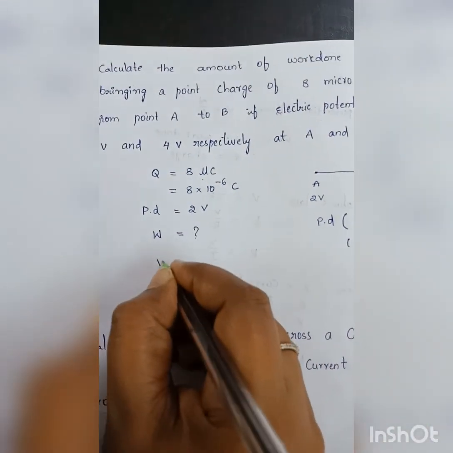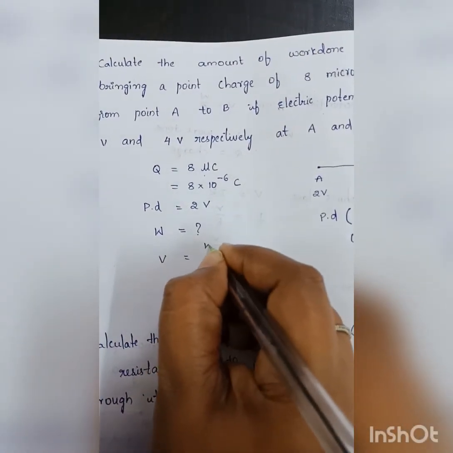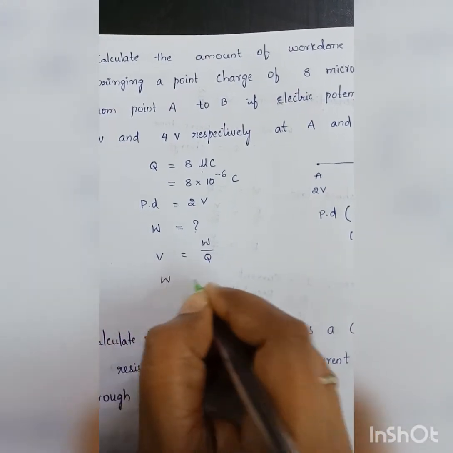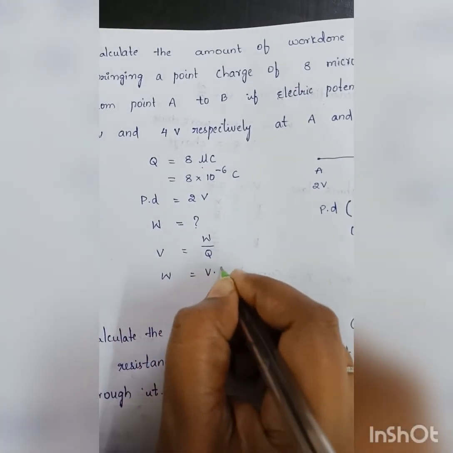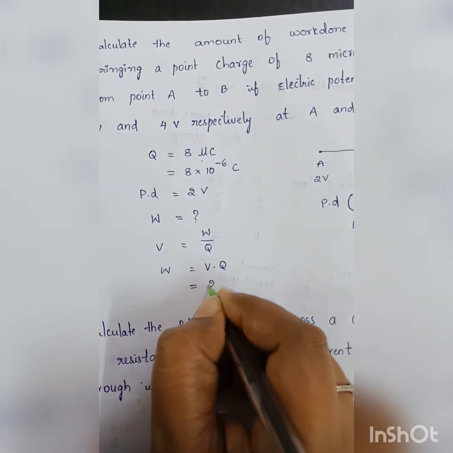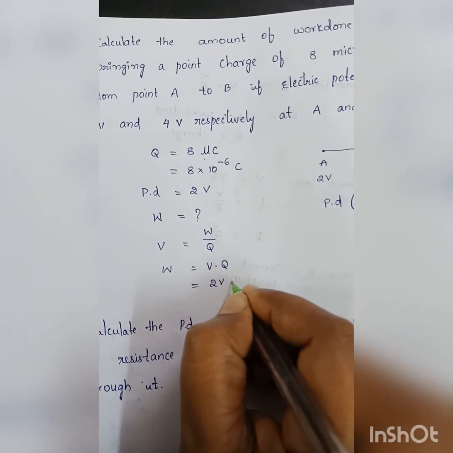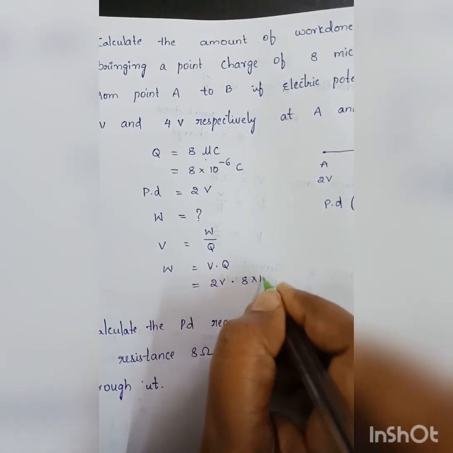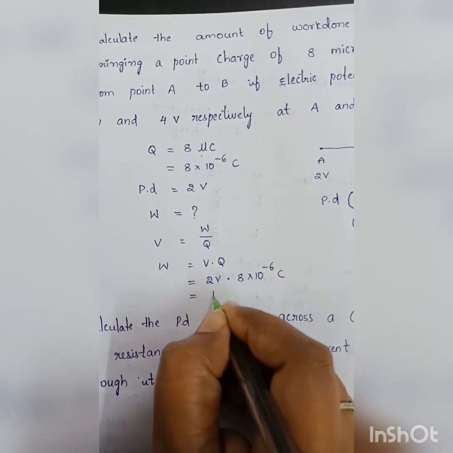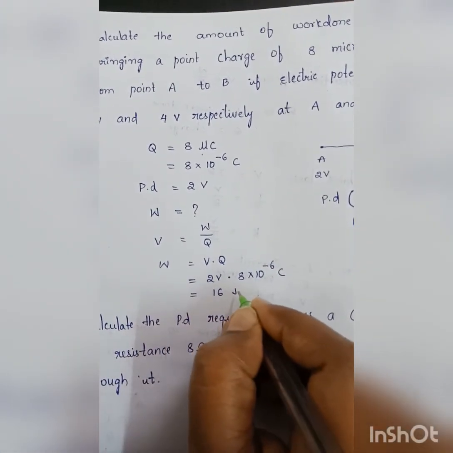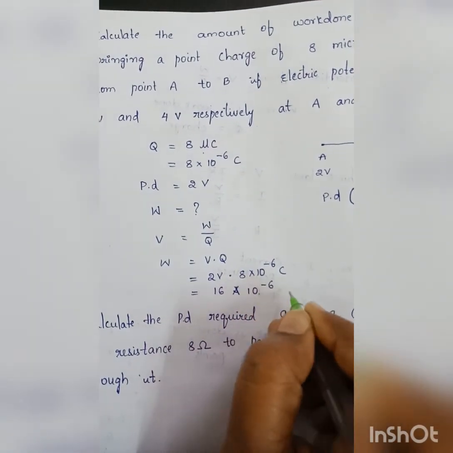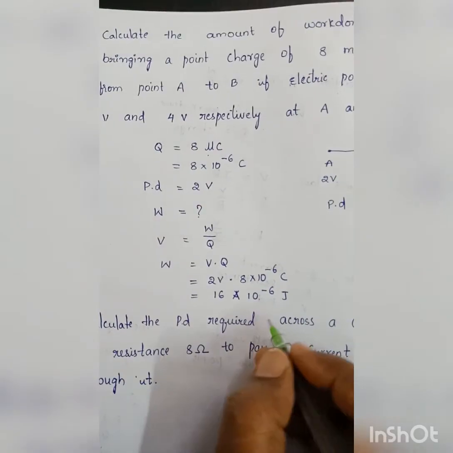Now, potential difference V equals to what? W by Q. So, W equals to V into Q. What is V? 2 volts into Q, 8 into 10 to the power of minus 6 coulombs. 8 2s are 16 joules. 16 into 10 to the power of minus 6 joules of work is done.